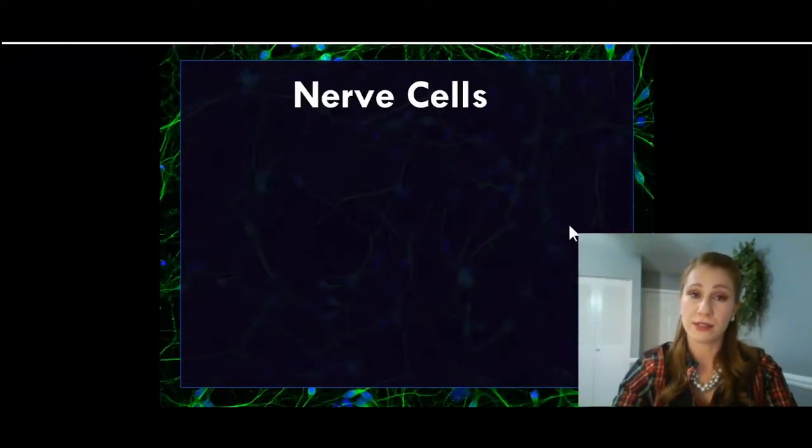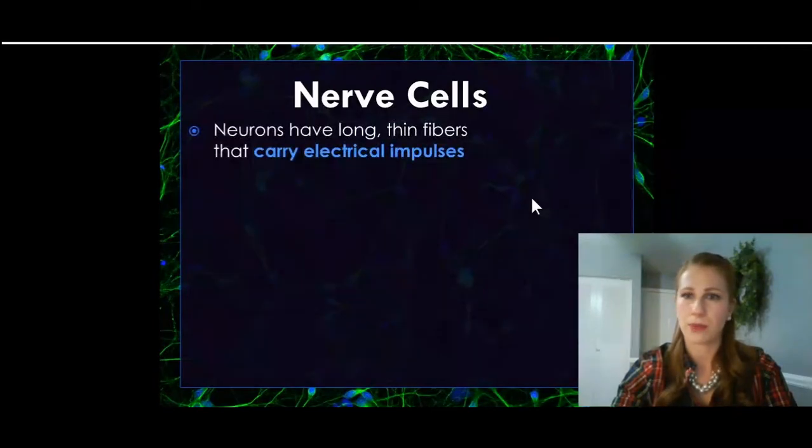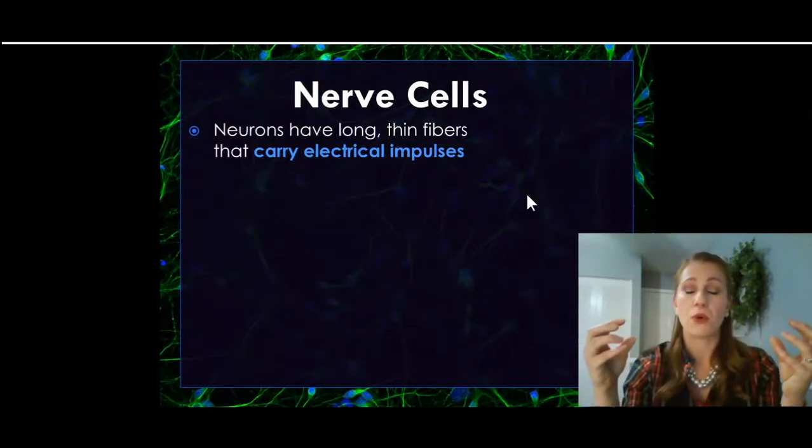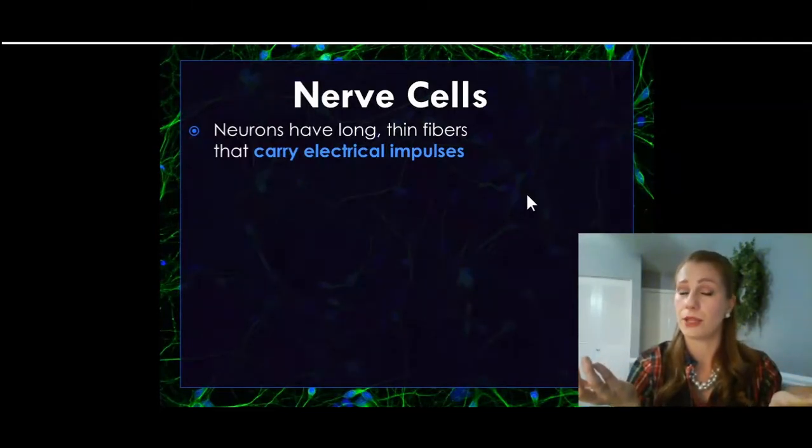Next we have nerve cells. Stem cells can turn into nerve cells. They are really, really important because they're going to be carrying all of the electrical impulses and signals through your body. So because of this, they have these long, thin fiber projections that cause impulses to be carried very, very quickly from one place to another.